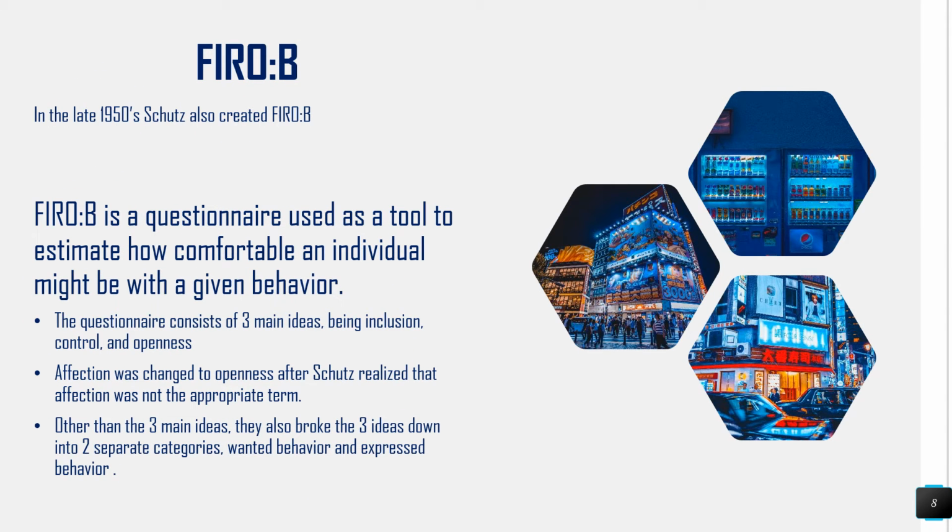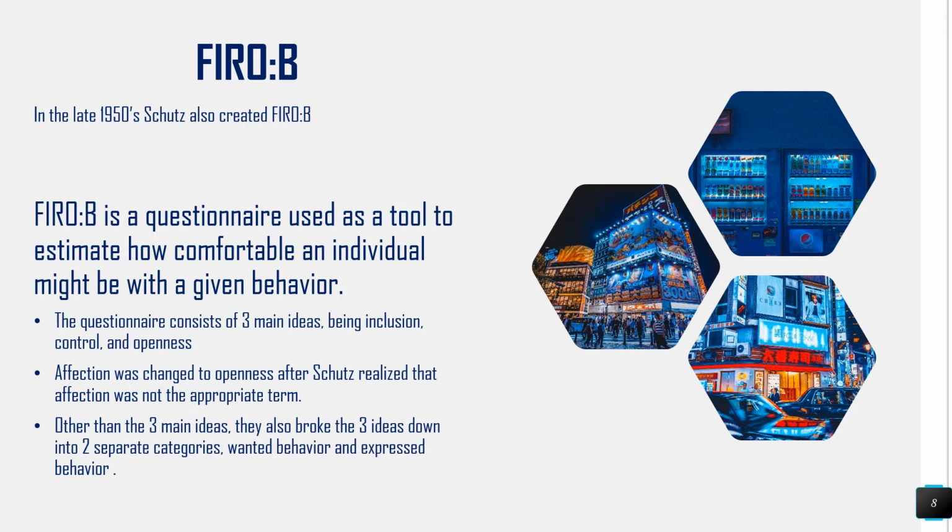After coming up with the FIRO theory, Schutz later came up with the idea of the FIRO-B. FIRO-B is a questionnaire which was created to help understand how groups of military personnel would work together by using estimates to show how comfortable one was with a given behavior. Three main areas of the test are basically the same three from the FIRO theory: inclusion, control, and affection.